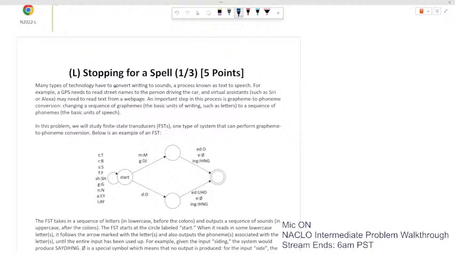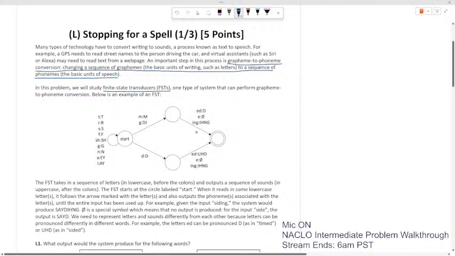Many types of technology have to convert writing to sounds, a process known as text-to-speech. For example, a GPS needs to read street names to the person driving the car, and virtual assistants such as Siri or Alexa may need to read text from a web page. An important step in this process is grapheme to phoneme conversion. Changing a sequence of graphemes, the basic units of writing such as letters, to a sequence of phonemes, the basic units of speech. In this problem, we'll study finite transducers, one type of system that can perform grapheme to phoneme conversion. Below is an example of an FST.